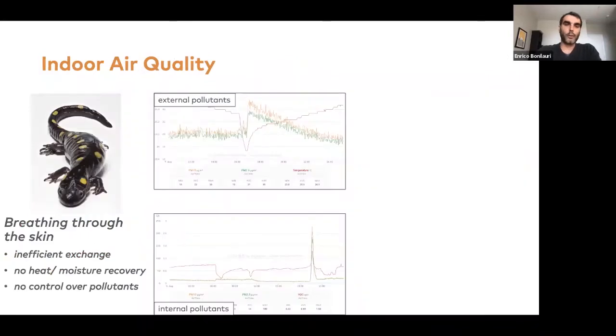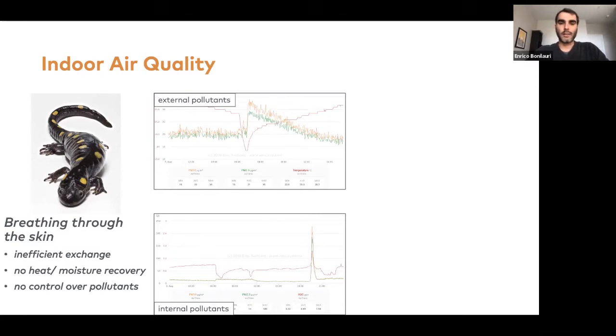When it comes to indoor air quality, there's a myth about buildings needing to breathe through the skin. And if you think of the largest animal that can breathe through the skin, it is a little salamander, which is represented here in the slide. And little salamanders don't live year-round outside in Colorado, for example. Nor do they have good control over the quality of the air they breathe.